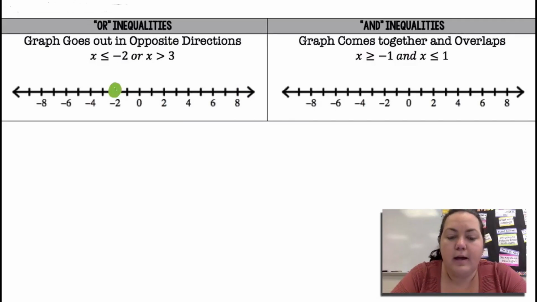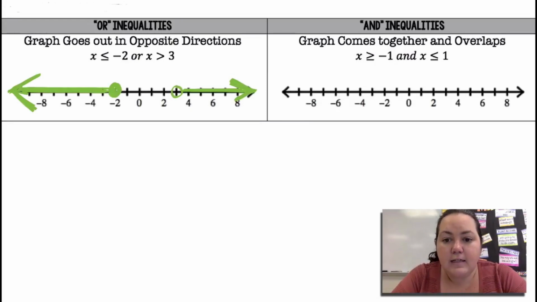So if I graph the first one, x is less than or equal to -2, I would put a filled in circle at -2 and shade to the left. And then for the other one, I would go to 3 and put an open circle and shade to the right. So it's going to go out in opposite directions if it's an or separating the two.